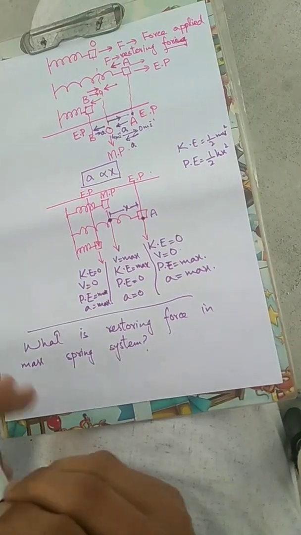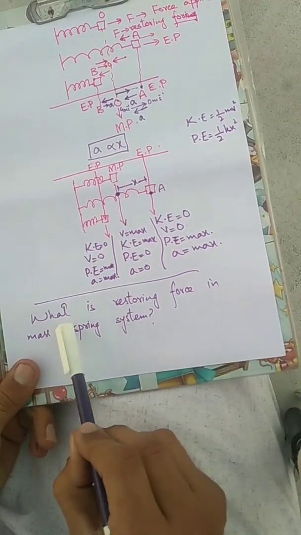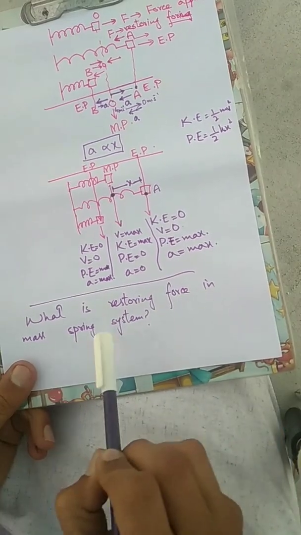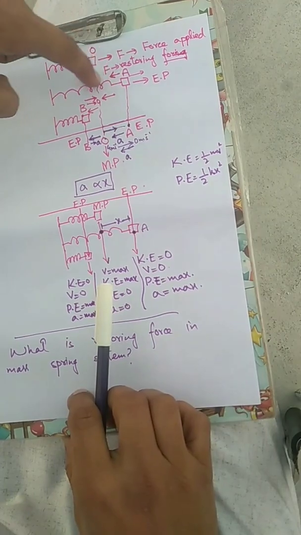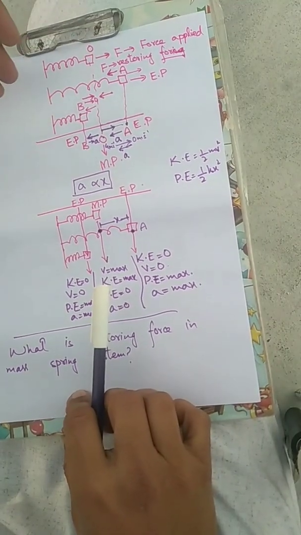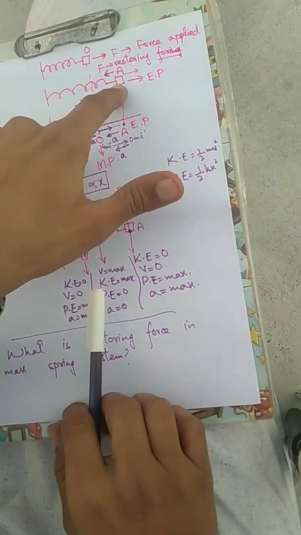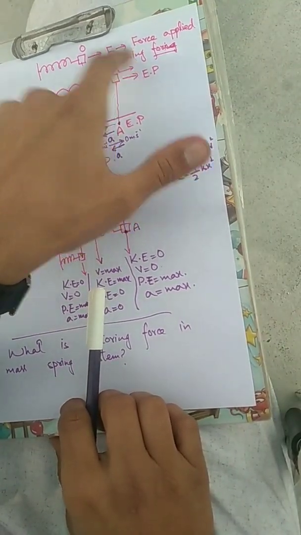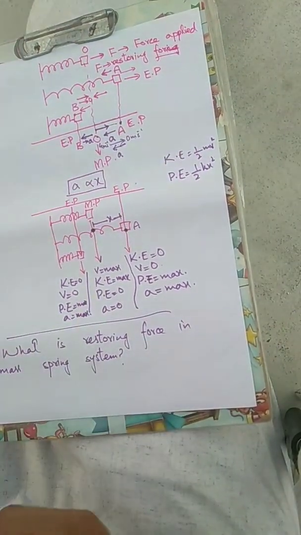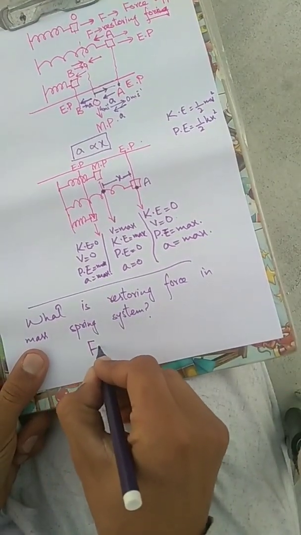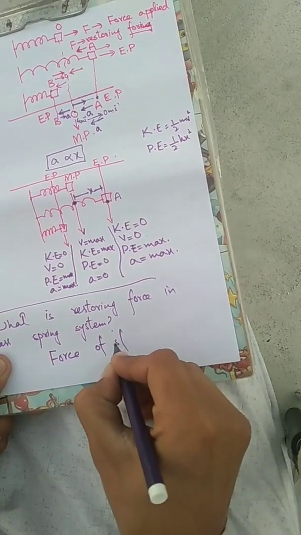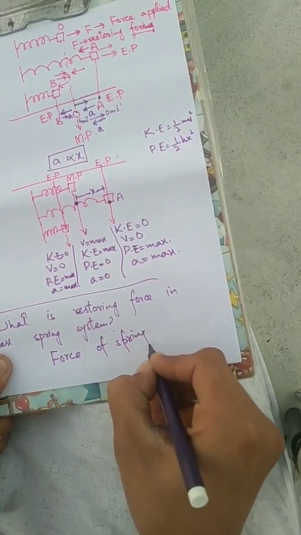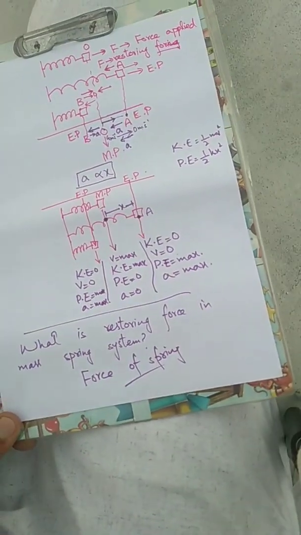One important question from a board's paper point of view is: what is the restoring force in a mass spring system? Which force is bringing this mass from point A towards O? That force which is stretching it towards O is the restoring force, and that particular restoring force is known as the force of spring. So force of spring is the restoring force in case of a mass spring system. Note it in your books.